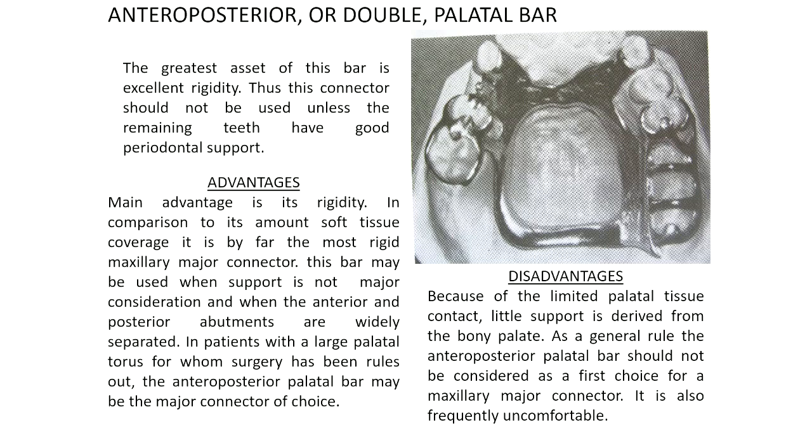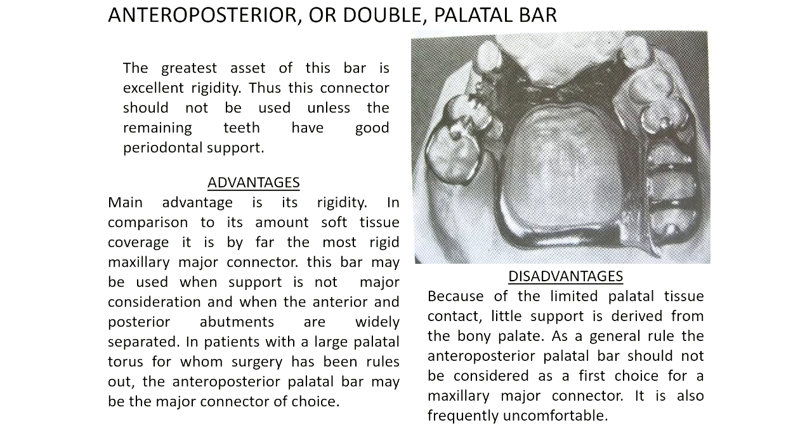This kind of a bar, by design, is very rigid and sturdy, and thus this connector should not be used unless the remaining teeth have good periodontal support. The major advantage is its rigidity in comparison to the amount of soft tissue coverage. It is by far the most rigid maxillary major connector, and this bar may be used when support is not a major consideration and the anterior and posterior abutments are widely separated.